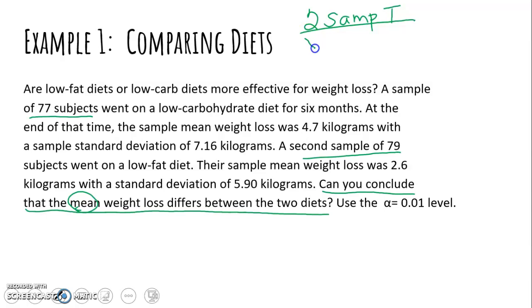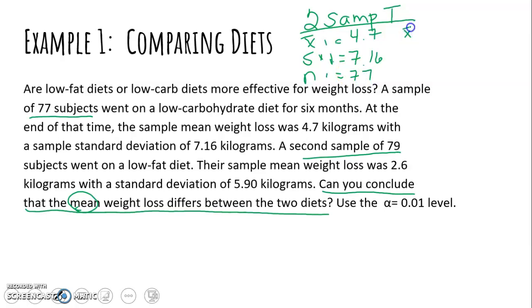So we're going to start with an x bar 1, sx1, and an n1. And we're going to enter all that data in. Our x bar 1 is our sample mean for the first sample. So the sample mean weight loss for the first sample was 4.7 kilograms. And that had a standard deviation of 7.16 kilograms. And that sample size was 77.